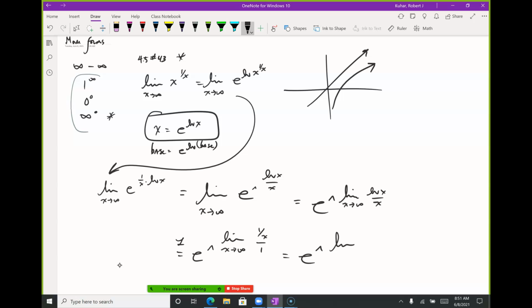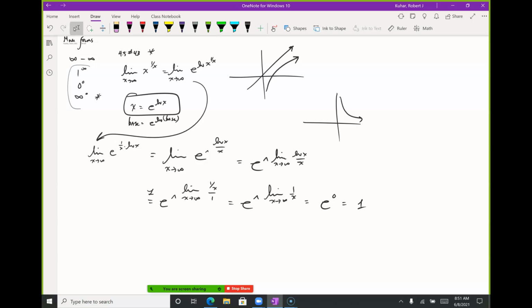So this is e raised to the limit as x goes to infinity of 1 over x. And what is that limit? Well, 1 over x as x goes to infinity is 0. So e to the 0, and then I get 1. So if I don't have a 0 over 0, I make it happen. And I make it happen by moving functions or by using this e to the ln trick.